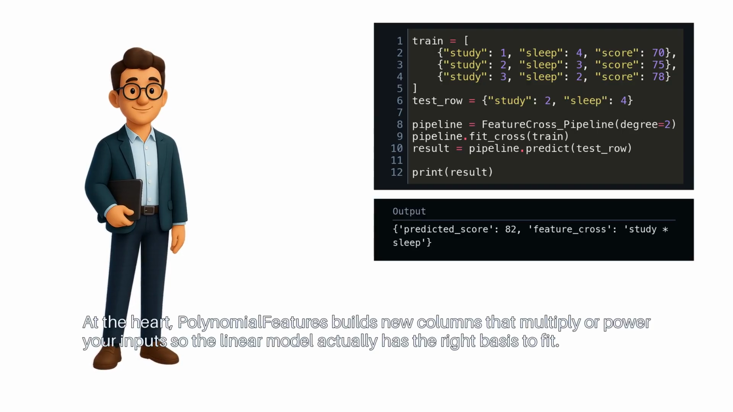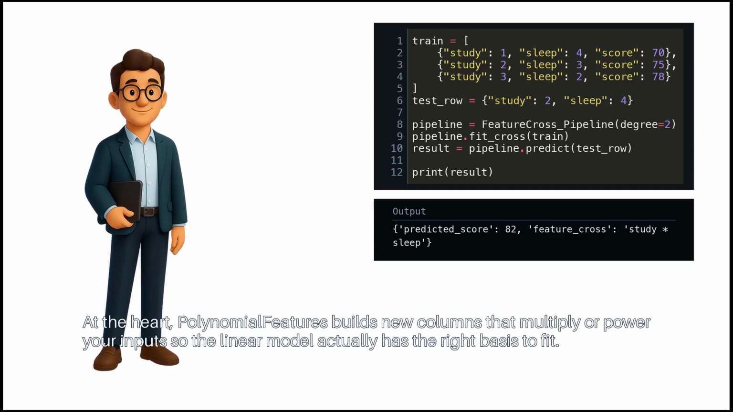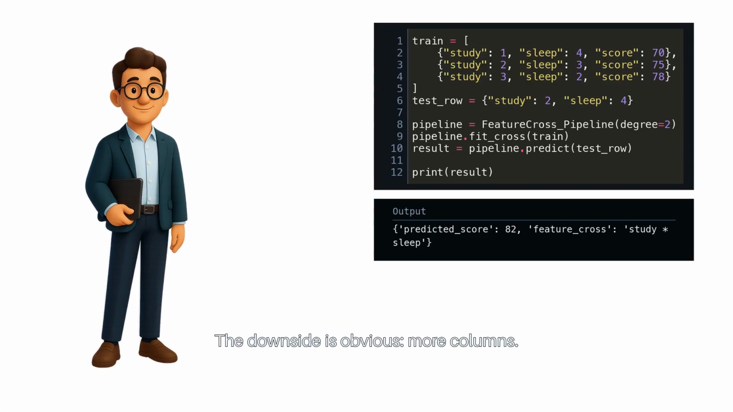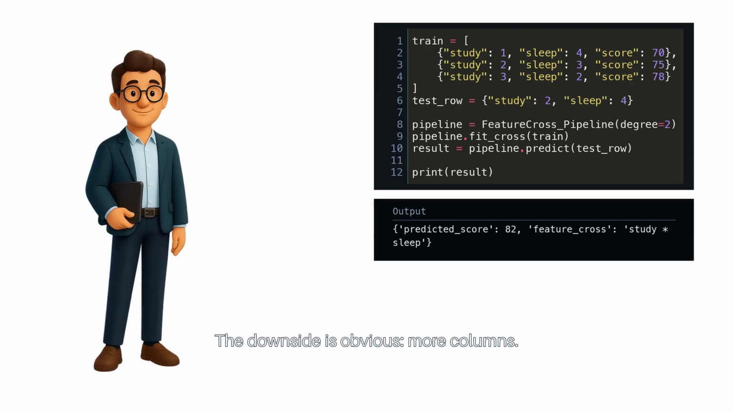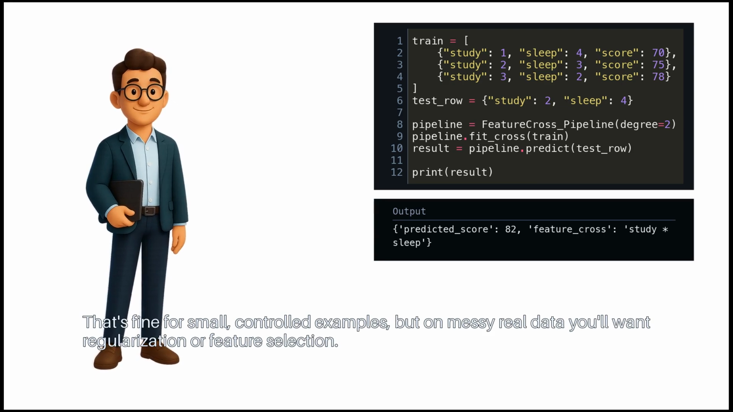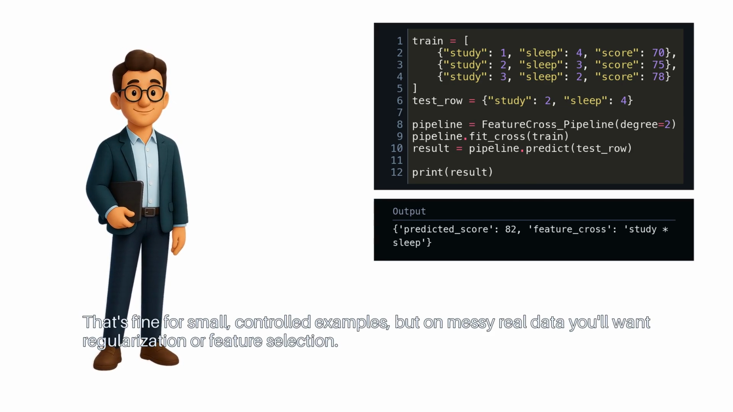At the heart, polynomial features builds new columns that multiply or power your inputs, so the linear model actually has the right basis to fit. The downside is obvious. More columns. That's fine for small, controlled examples. But on messy real data, you'll want regularization or feature selection.